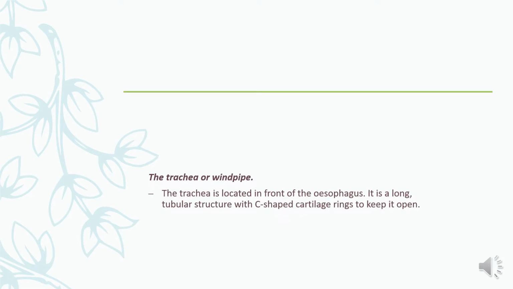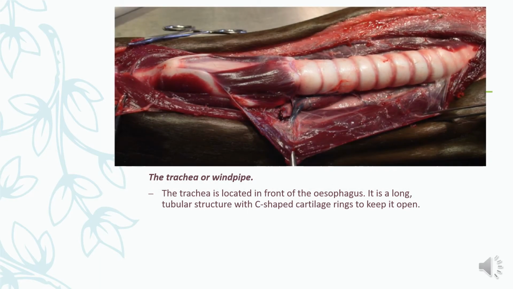Okay, so now we're going to look at the trachea or the windpipe. Now, this picture is quite a little bit graphic. It's not a person's, so you can relax. Now, the trachea is located in front of the esophagus. It's a long tubular structure with C-shaped cartilage rings to keep it open.